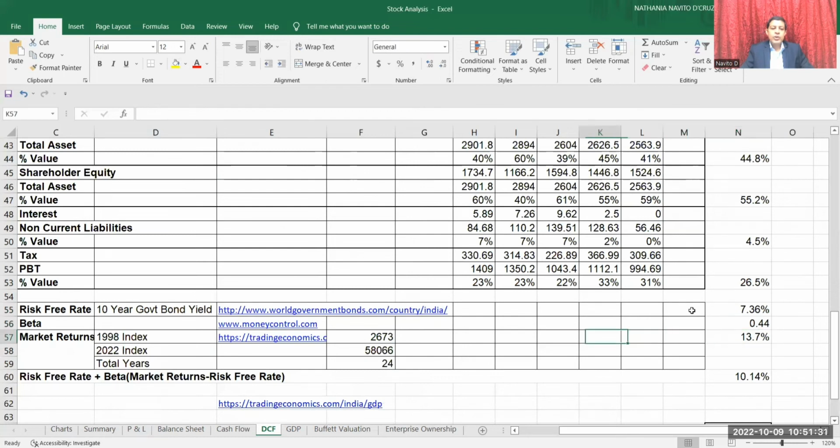And then next we get into the market returns. This is the market return since 24 years. So 1998 value and then 2022 value. It was like about 13.7%, roughly 14%.